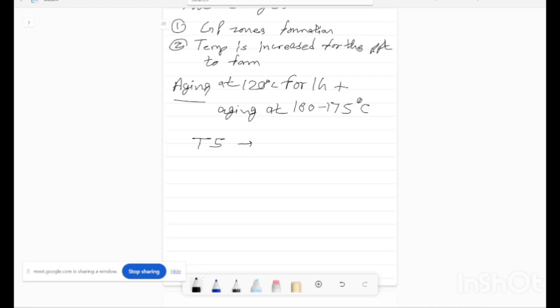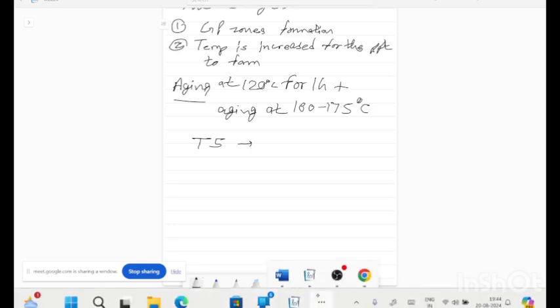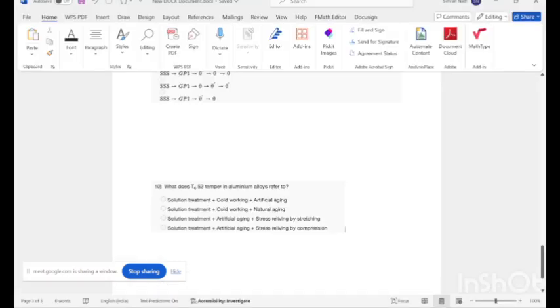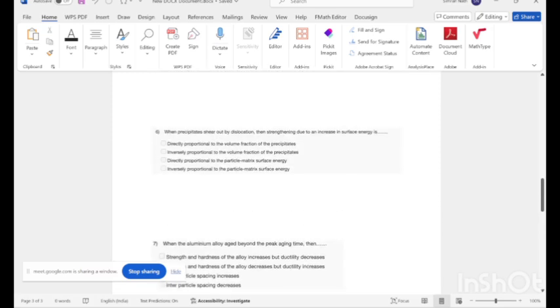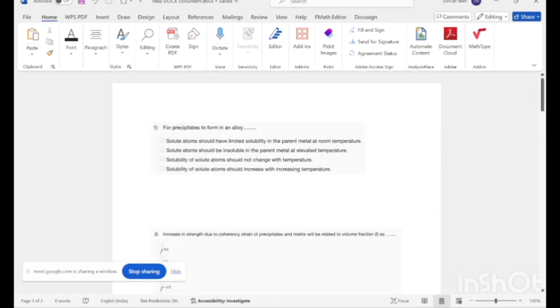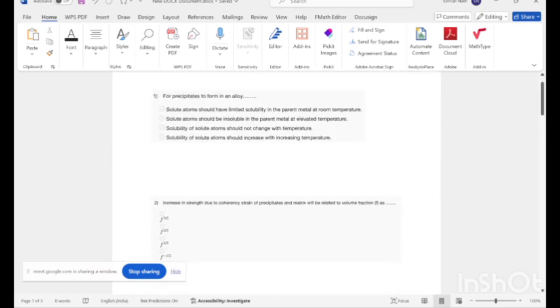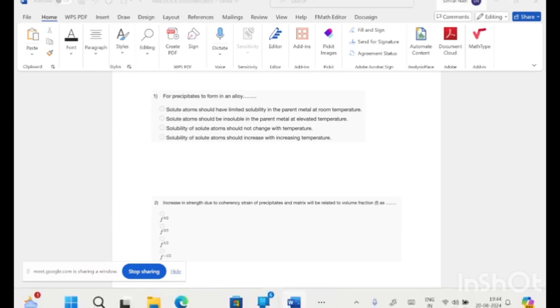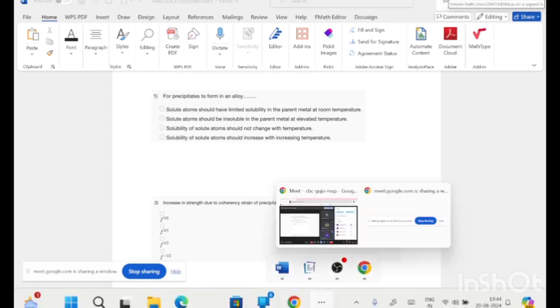Okay, madam. Okay. And yeah, we can discuss the assignment questions also. Can you see the next page which has the questions? Oh wait, I will share the other page.